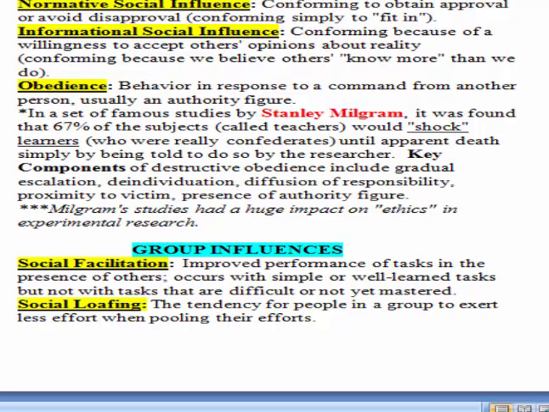Again, there were a lot of variations in the Milgram study. They did it at different locations. They did it with both women and men to try to see if that would influence obedience rates.